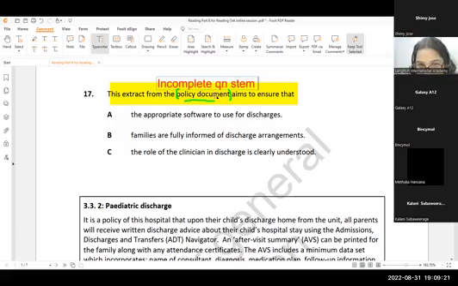So all of you, take a second, read the stem. Do not look at the options. Do not read the extract. Just take a second and analyze your question. All of you.